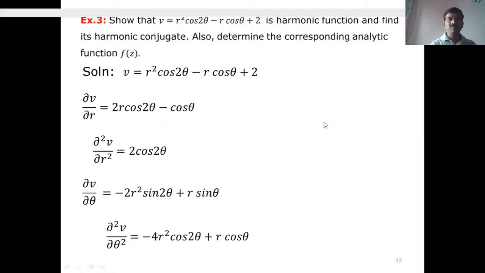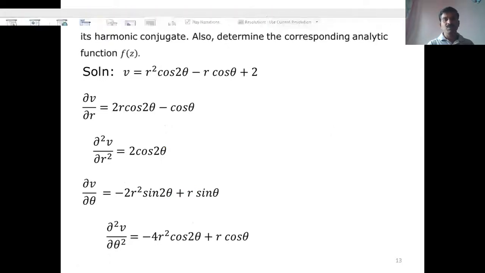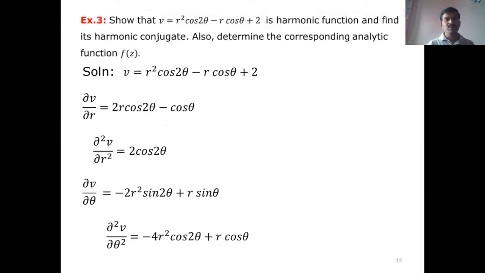So then, taking another problem, which is in polar form, show that v is r square cos 2 theta minus r cos theta plus 2.